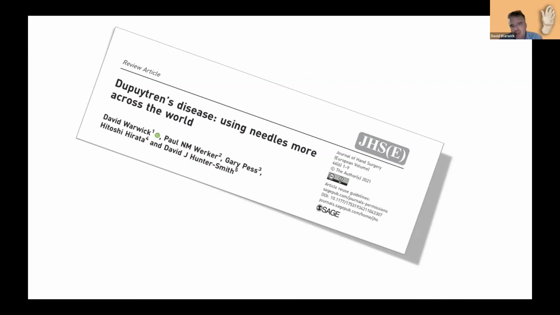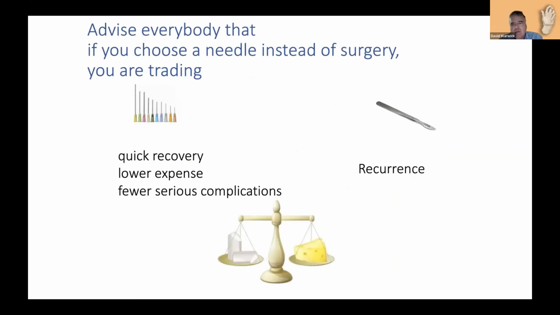And that was the gist of this paper. Now, we try to use more and more needles now, but you've got to tell your patients that it's always a trade-off. And if you use a needle, you'll get better quicker. It'll cost somebody less money, whether it's the taxpayer in Britain or you yourself in the United States or whatever. And a needle, quite frankly, is safer. Surgery is dangerous. And we heard from Kyle's paper and Jonas's paper that, from time to time, surgery does badly and we don't know why.